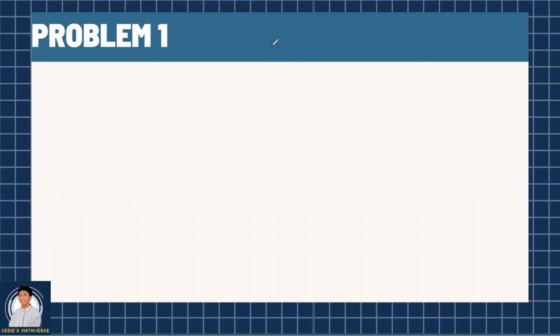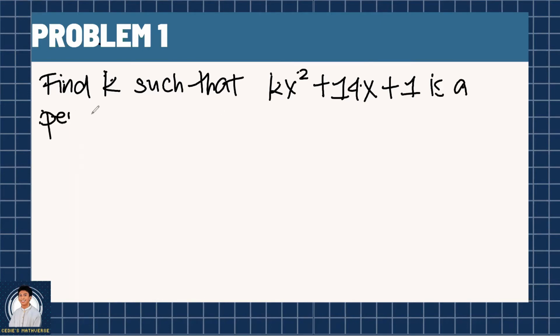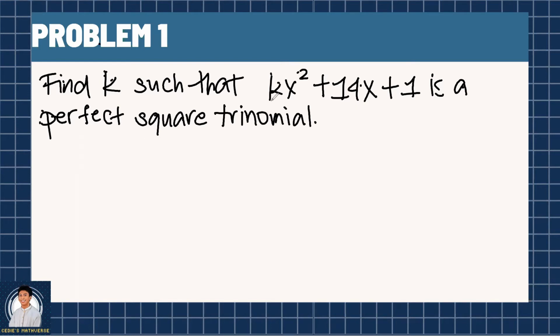Alright, let's have problem 1. Find the value of k such that kx squared plus 14x plus 1 is a perfect square trinomial. Alright, remember we have a equals k, b equals 14, and c equals 1.